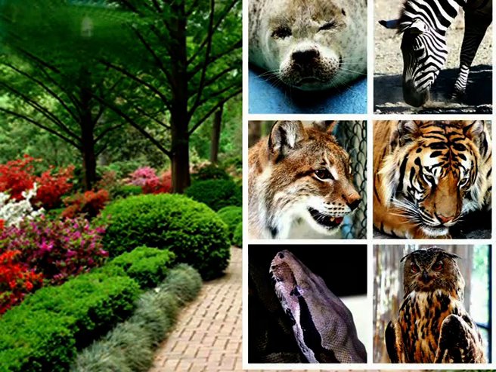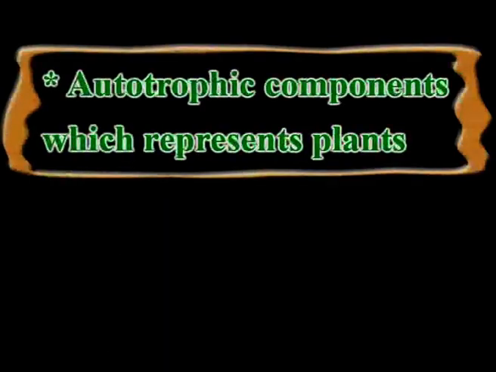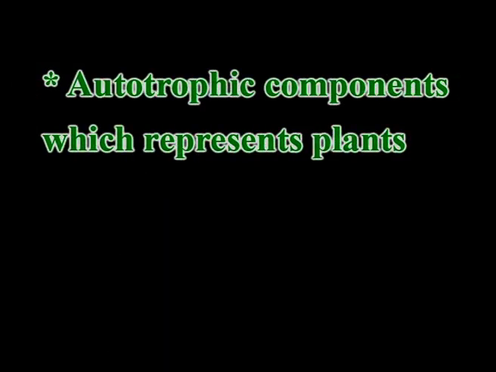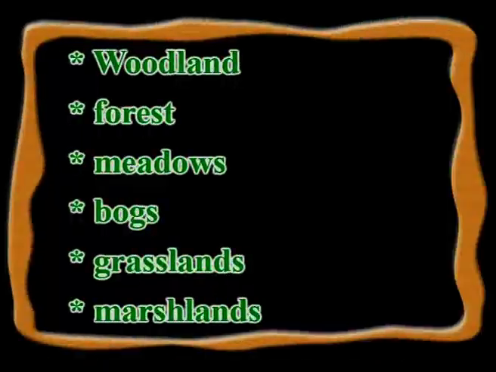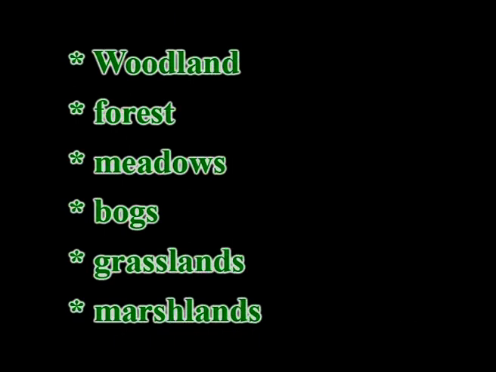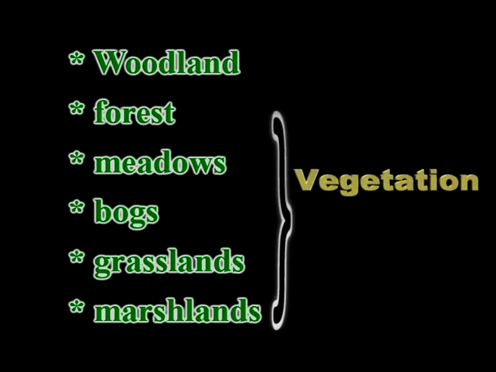On a functional basis, the biotic or organic components of biosphere ecosystems are divided into 2 broad divisions. Example, autotrophic components, which represent plants, and heterotrophic components, which include animals. Social groupings of plant species are called plant communities, and plants are the basic unit of the community. Plants are found on any land in different forms. Example, woodland, forest, meadows, grasslands, marshlands, etc. These different forms of plants are collectively known as vegetation.